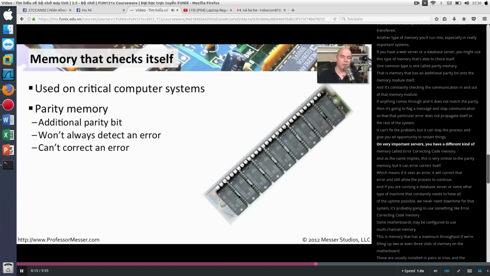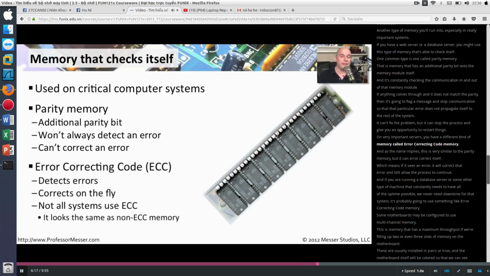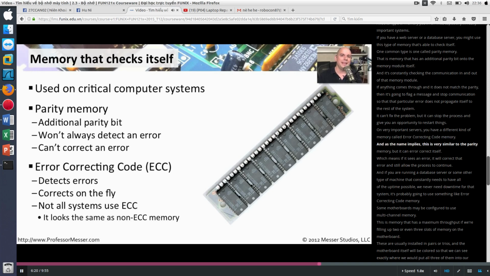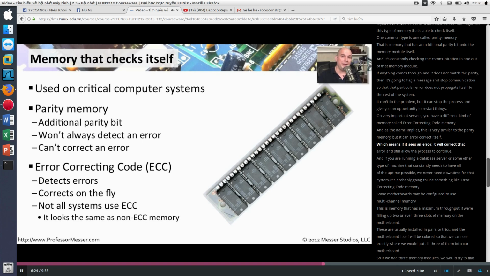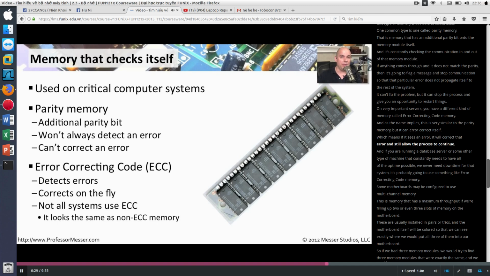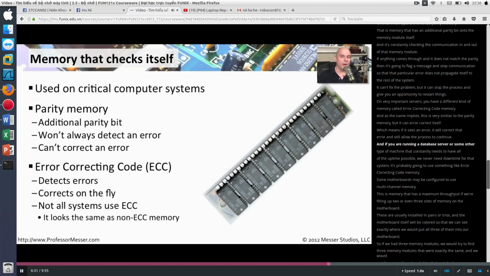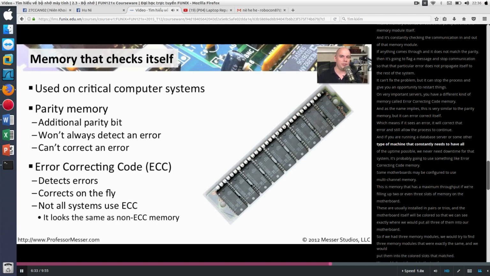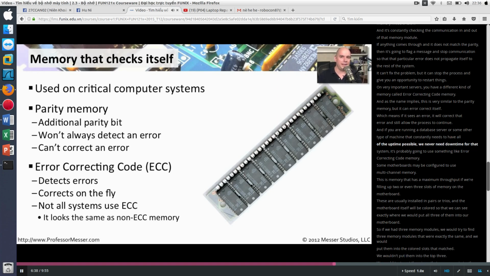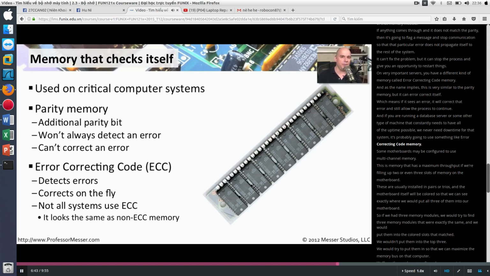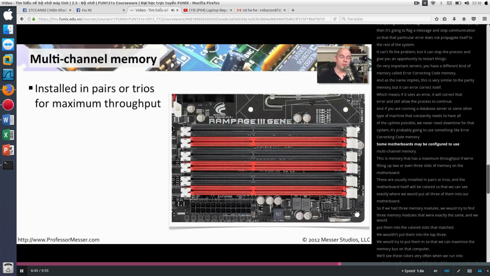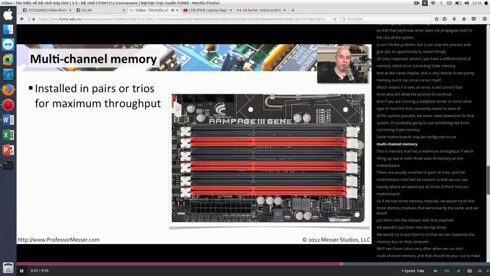On very important servers, you have a different kind of memory called error correcting code memory. As the name implies, this is very similar to the parity memory, but it can error correct itself, which means if it sees an error, it will correct that error and still allow the process to continue. And if you are running a database server or some other type of machine that constantly needs all of the uptime possible, where we never need downtime for that system, it's probably going to use something like error correcting code memory.